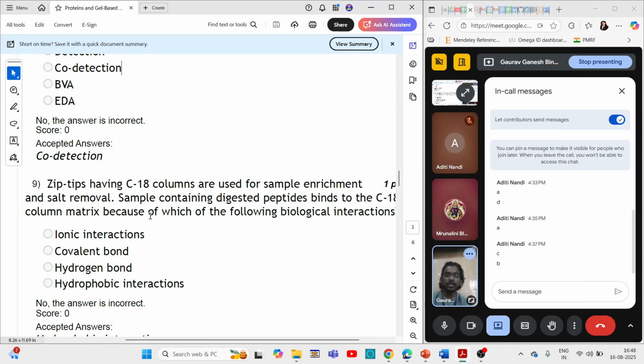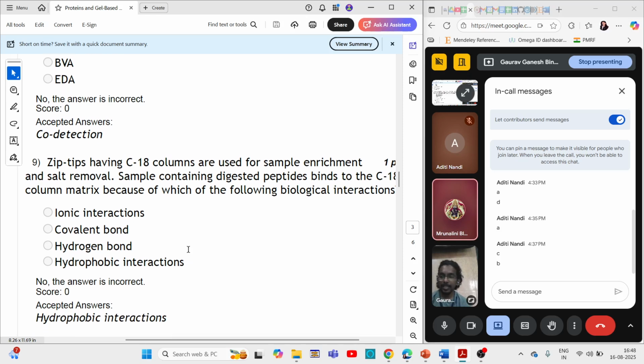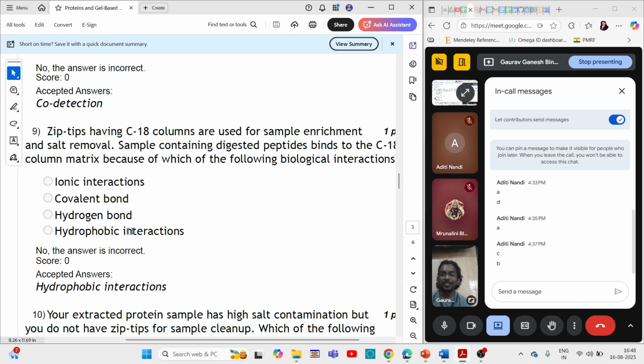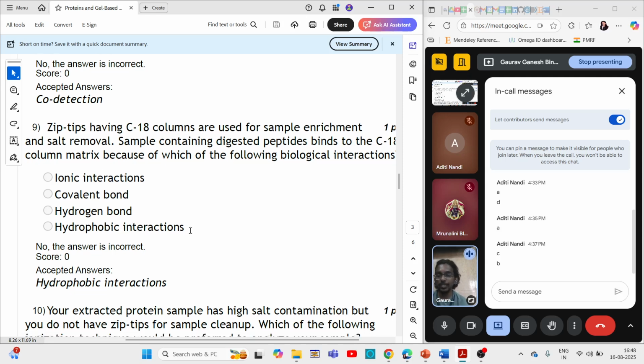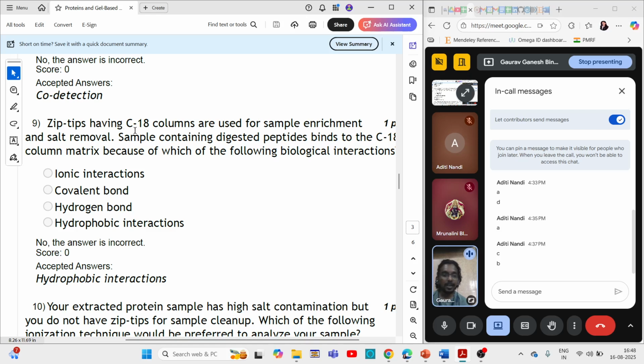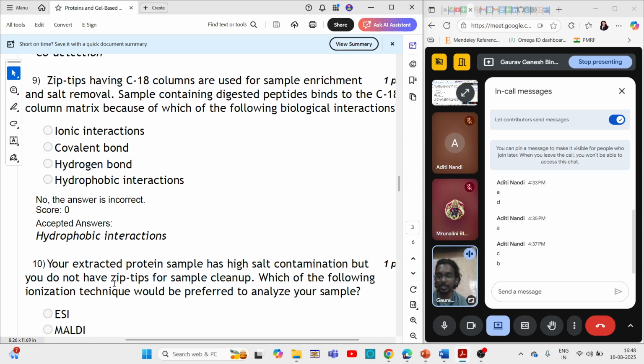But what do you think? Yes, that is the answer. So that's how the hydrophobic. I was trying to eliminate the other options so that it will be easier to come to one conclusion. So yeah, the answer is as Mrunalini directly said it. If it is C18, it will be probably hydrophobic interaction. That's what the answer is.